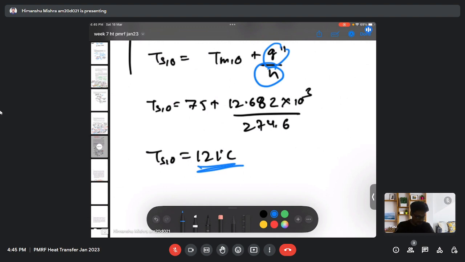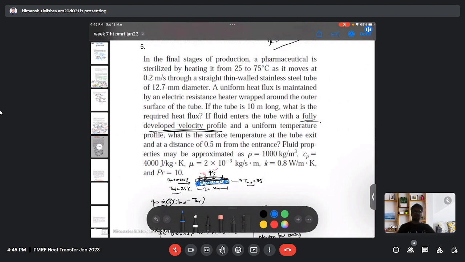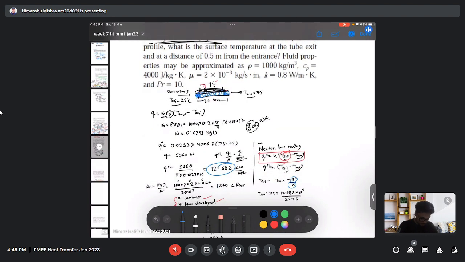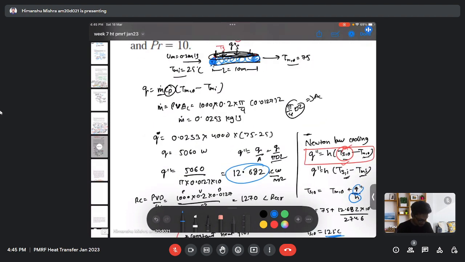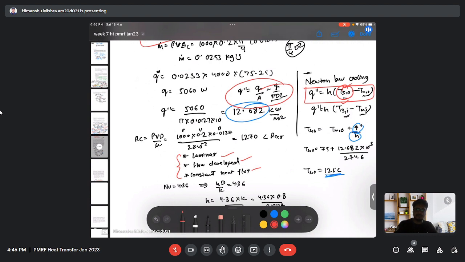So this is a nice problem actually. We were given a tube with a constant heat flux condition, and this is a fully developed flow. So two conditions were already given, and the only thing we needed to find was whether the flow is in the laminar or turbulent state. To find the heat flux, we used the energy balance relation, and we directly found the heat transfer rate and then the heat flux. Then we determined the Reynolds number to check whether the flow is laminar or turbulent.